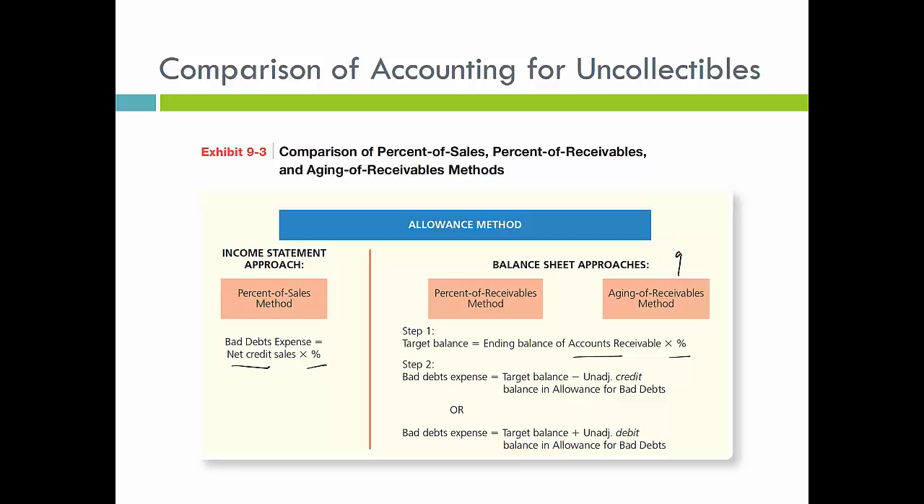And if you're doing the age of receivables, I'll just say step 0 before you get to step 1. So step 0 is to break the accounts receivable into those age groups, and then apply the percent to each one, and then that'll give you your target balance, and then you pick up with step 2.